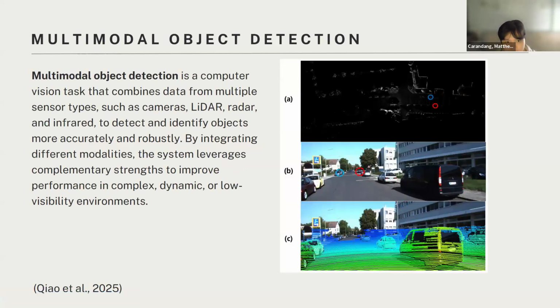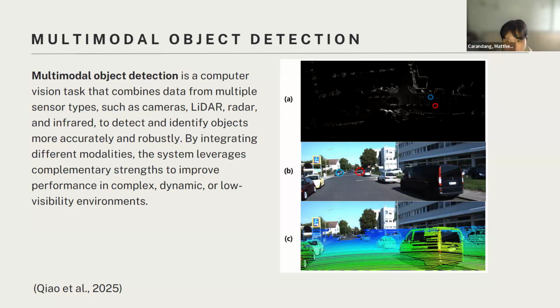Multimodal object detection basically fuses the different data that are available, such as data coming from cameras, LiDAR, radar, or infrared. It doesn't really have to be these types of sensors, but I use these as examples. Since we are integrating different modalities here, we can leverage the strengths and weaknesses of each modality with each other.